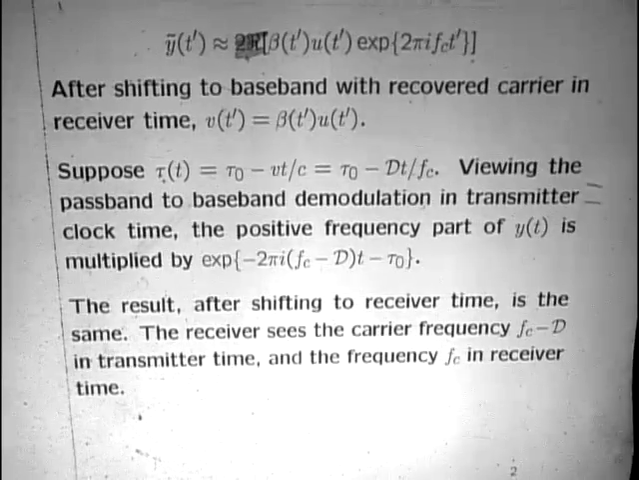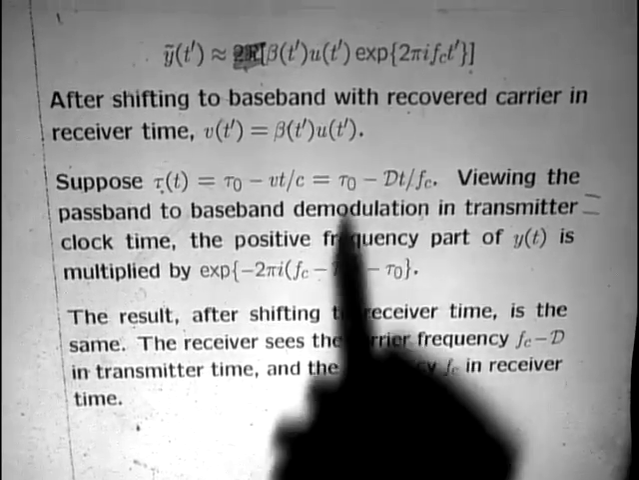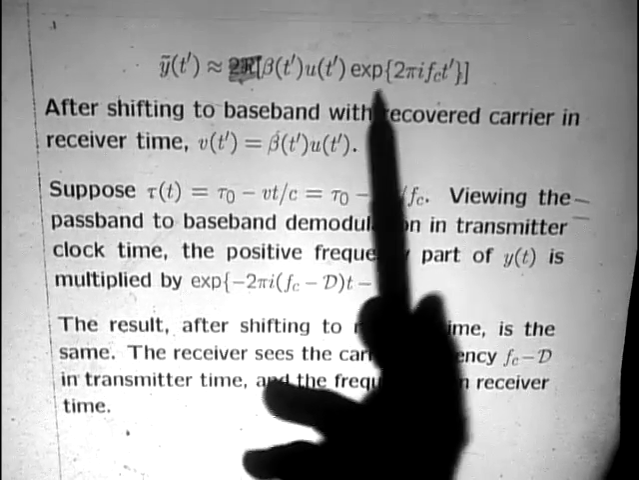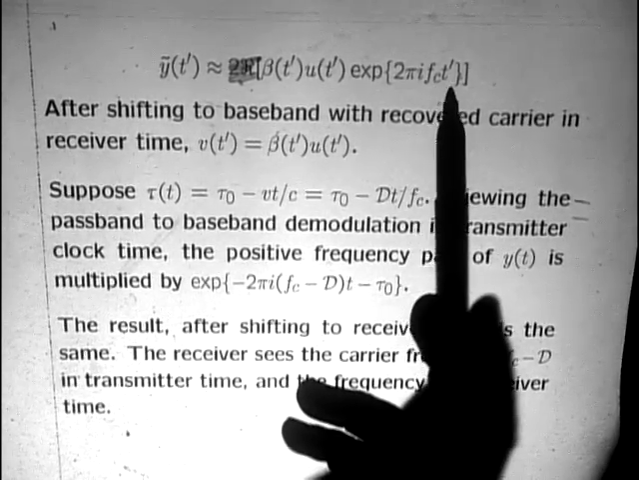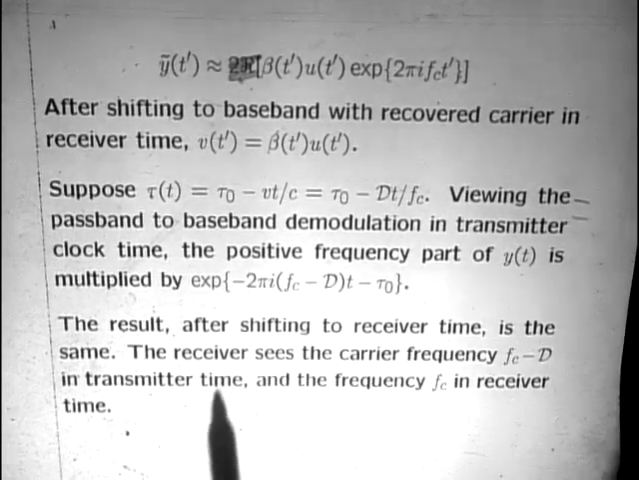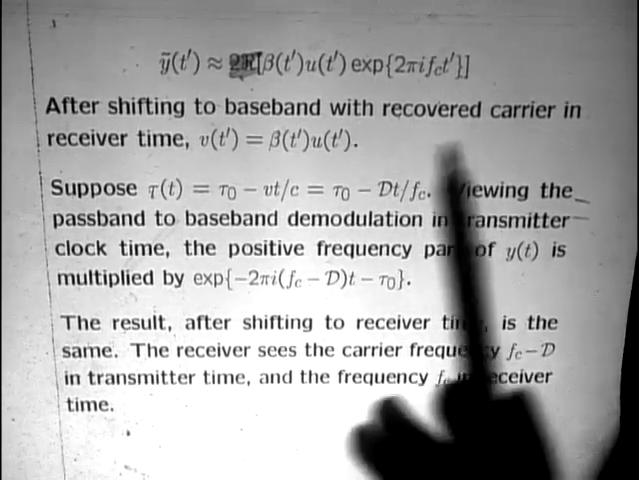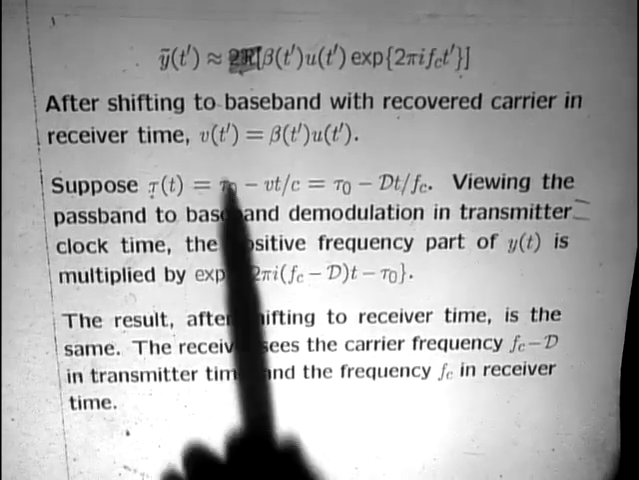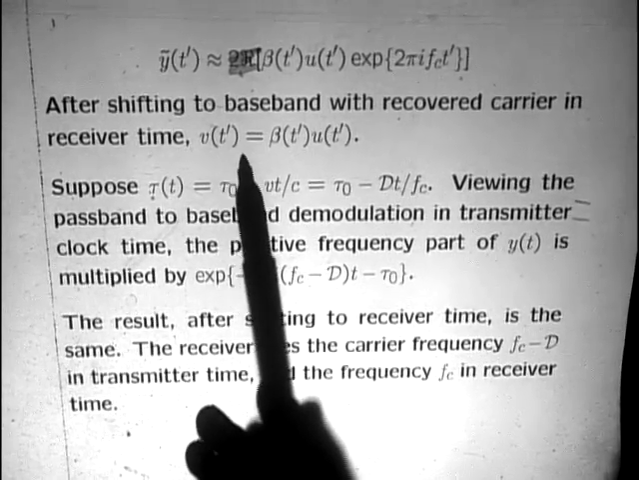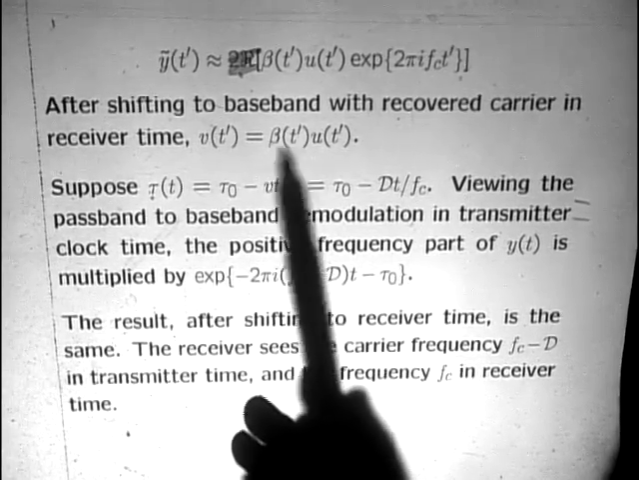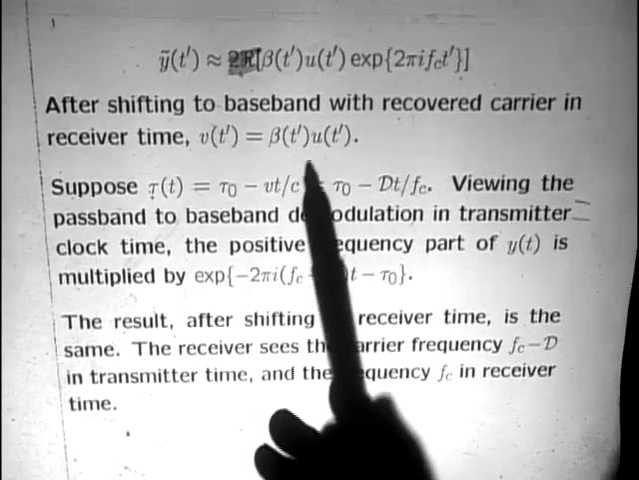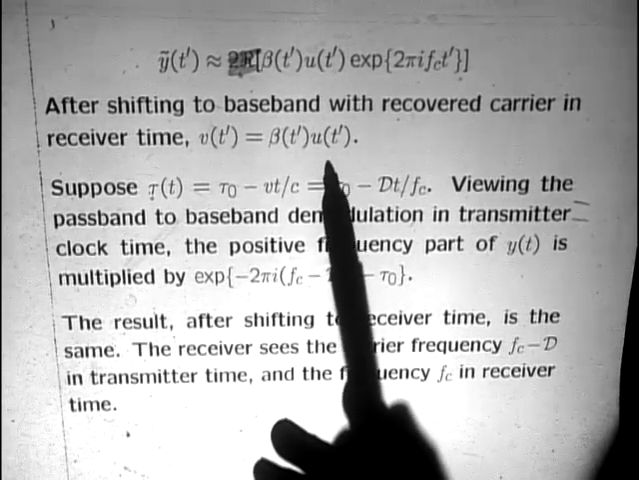At that point, we have a complex positive frequency waveform. And then we're going to multiply that positive frequency waveform by e to the minus 2 pi i fc t prime, where t prime is the only thing the receiver knows anything about. Okay, so after you shift the baseband with a recovered carrier in receiver time, what you get in receiver time is v of t prime equal to beta of t prime, namely the attenuation at t prime, where this is the approximate part of it, times what was actually sent.